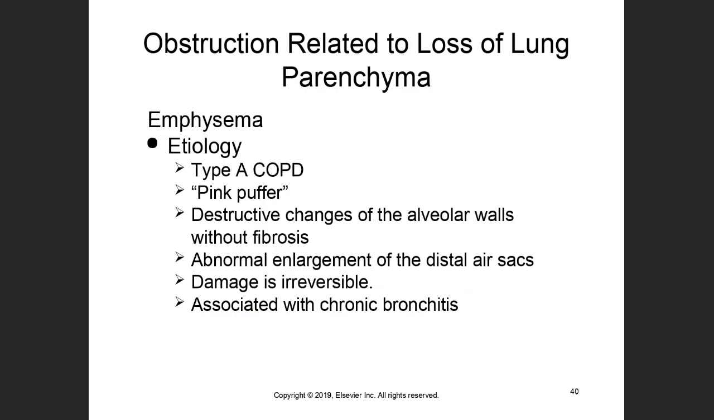Now, right here we have the emphysema. Emphysema is the destruction of the alveolar wall with fibrosis. Why? Because remember that emphysema is most of the time triggered by smoking. When the smoke gets to the lungs, it activates the macrophages. Macrophages activate other cells, and they destroy the alveolar wall.